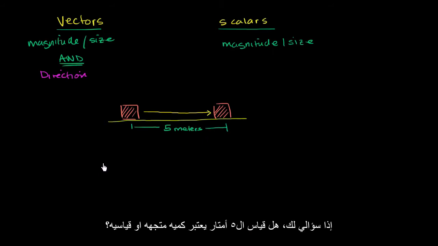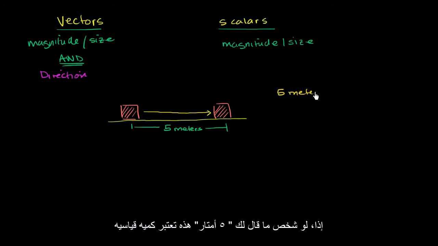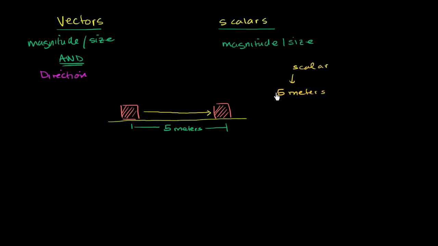So my question to you is, my measurement of 5 meters, is it a vector or a scalar? Well, if I just tell you 5 meters, you just know the size of the movement. You just know the magnitude of the movement. So if someone were to just say 5 meters, this is a scalar quantity. And when we're referring to how much something has changed its position, and I don't give you the direction, we're talking about distance.